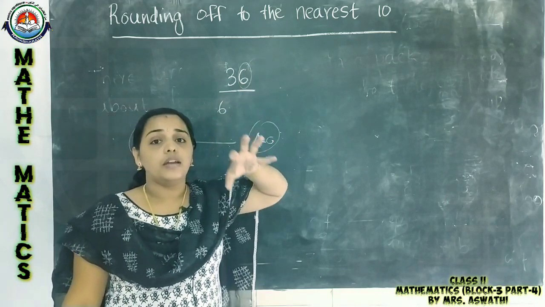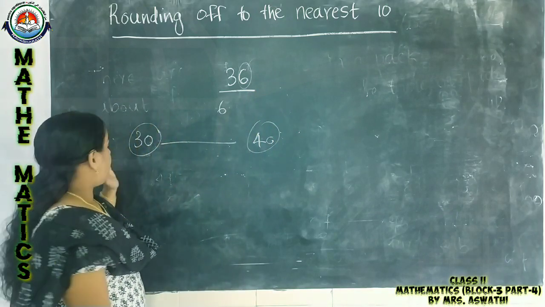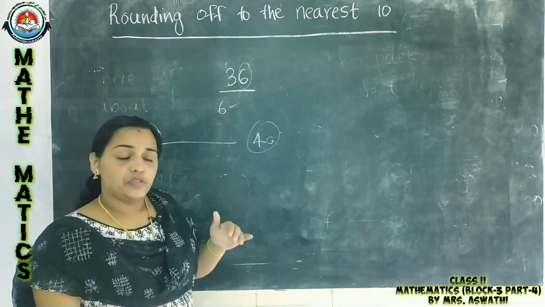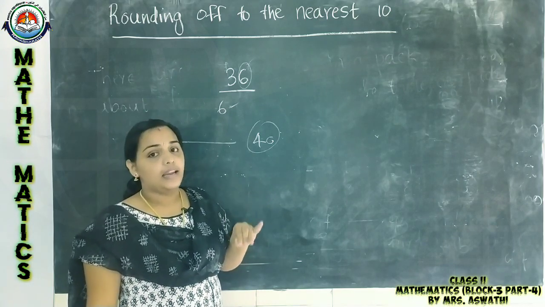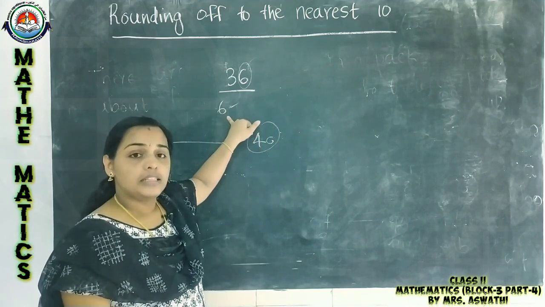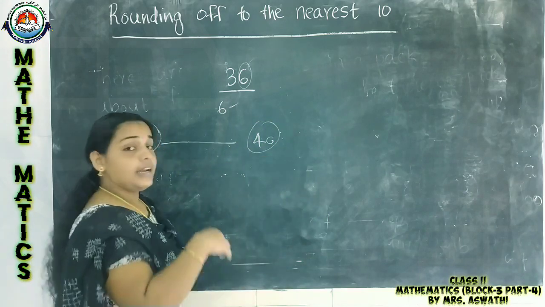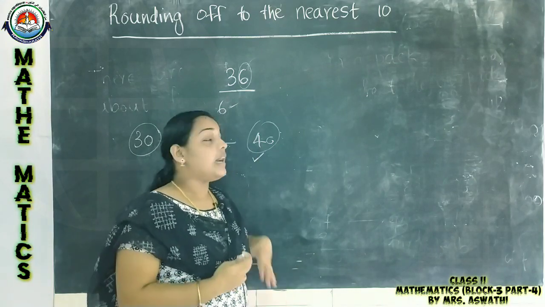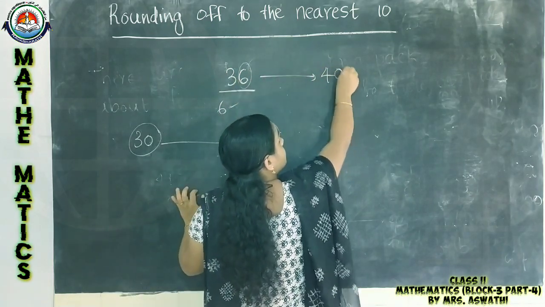If the number ends with 0, 1, 2, 3, 4, we round it off to the smaller 10. Here comes 6. If the number ends with 5, 6, 7, 8, 9, we round it off to the greater 10. So here comes 6, so we round it off to the greater 10. Which is the greater 10 here? Yes, 40. So we can round 36 to 40.